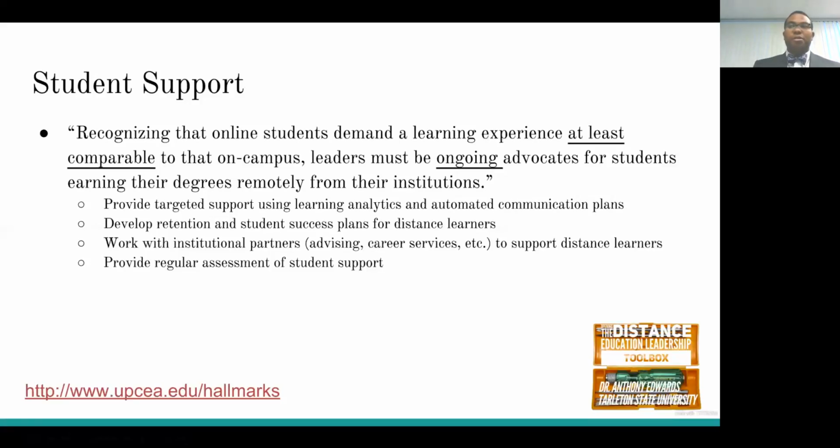Working with institutional partners, things like career services and advising, to support distance learners. This kind of goes with the next thing of providing regular assessment of student support. I know students on campus get surveys all the time. Sometimes it can be difficult to get good response rates for online students, but it's something that we have to continue to work to improve. And as we find things out, we've got to be able to have those kind of crucial conversations with folks on campus to say, here's where there's a bottleneck for this group of students that we may not have considered, and how can we work to improve that for that group of students.